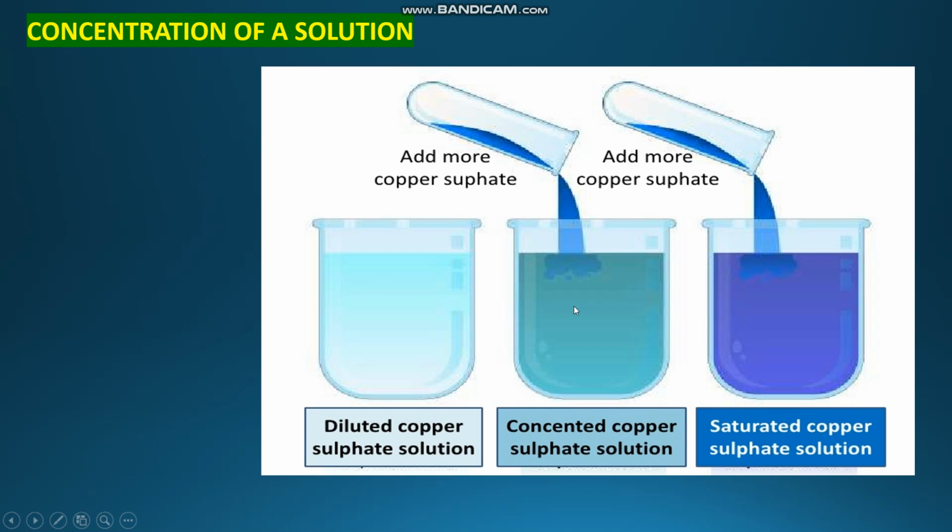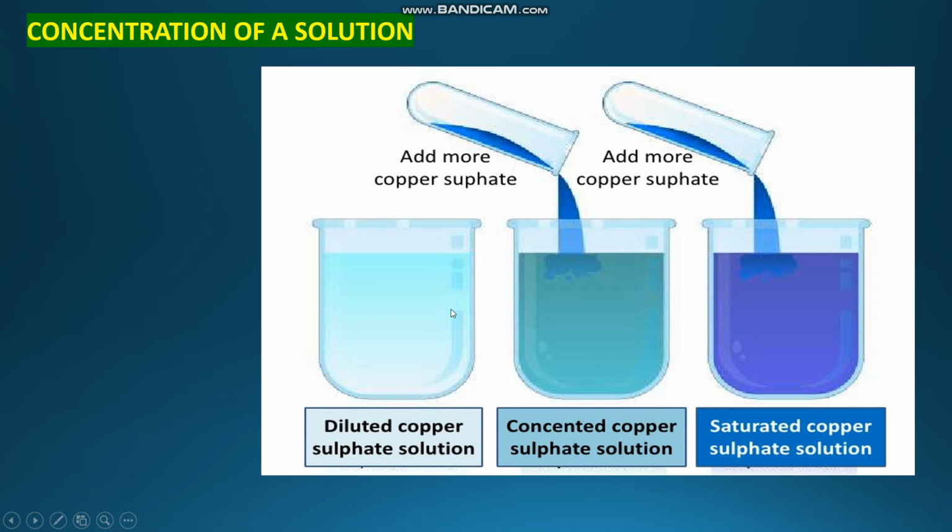So you can see the color difference here. So here the amount of solute is very less, only 1 spatula. And here little more copper sulfate we have added. And here we have added maximum amount of copper sulfate. So we added more and more copper sulfate. Then the solution will reach such a state that again if you are adding one pinch of copper sulfate also will not get dissolved.